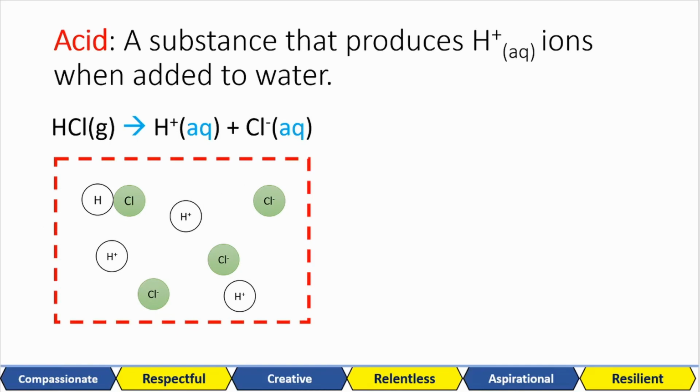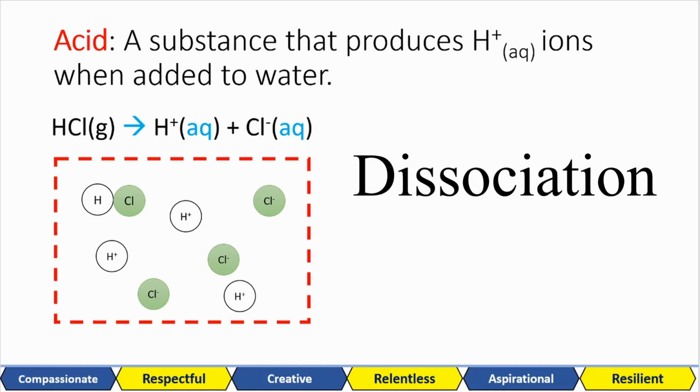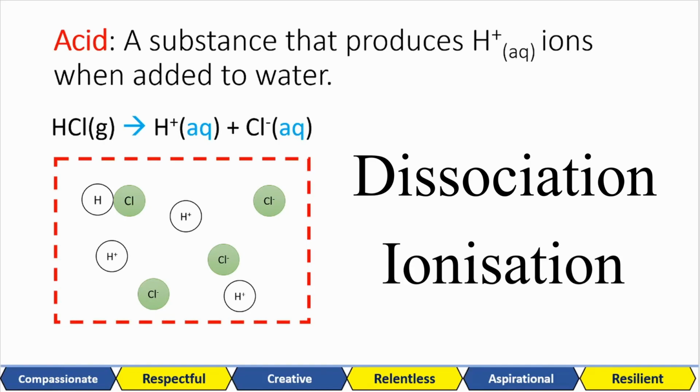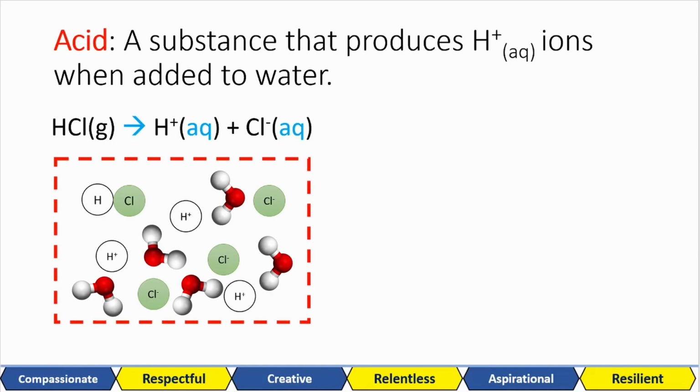When a substance splits into ions, we call it dissociation or ionization. In reality, we have water particles in between the ions allowing them to move, but I didn't want to make this bit look too complicated, okay?